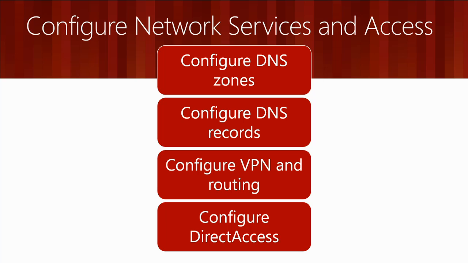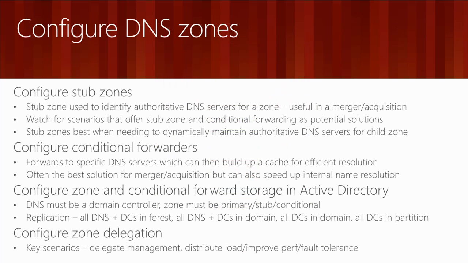Jumping to network services and access: DNS, VPN, and DirectAccess. So let's talk about DNS. There's a ton of information on here, and I have a whole bunch of notes in my slides. I definitely won't have time to cover it all, but I want to talk about stub zones and conditional forwarders because they both kind of do the same thing, and you should know what they both do. So let's first define what a stub zone is. A stub zone is a zone that basically points you to the authoritative DNS servers for a specified zone. And the key with the stub zone is that the DNS servers are dynamically managed.